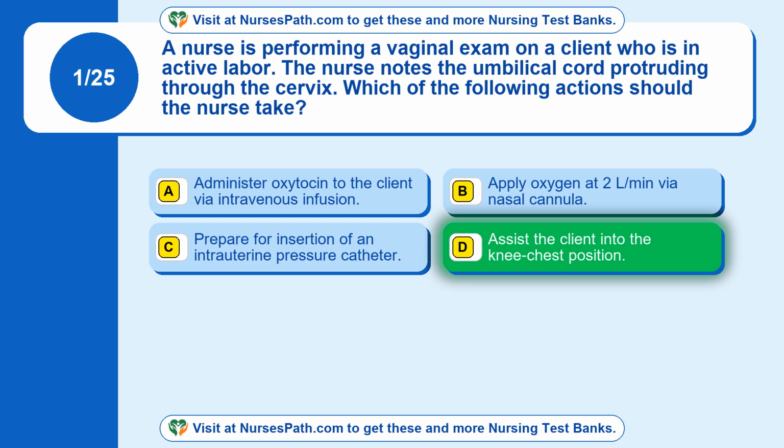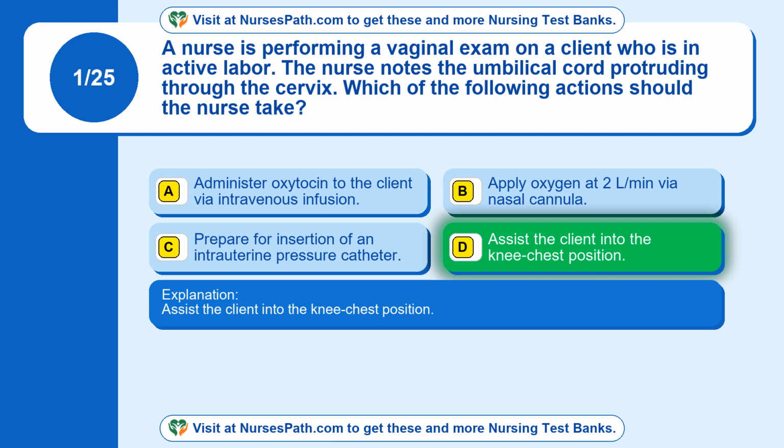The correct answer is option D. Assist the client into the knee-chest position.